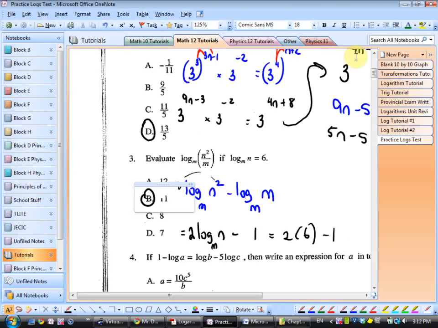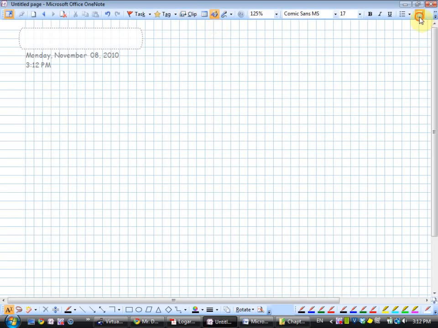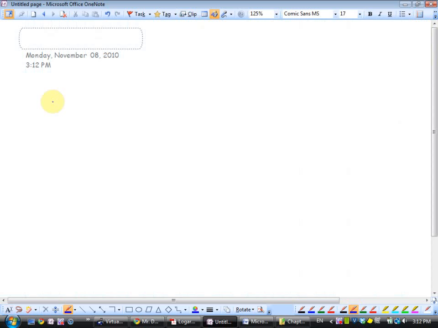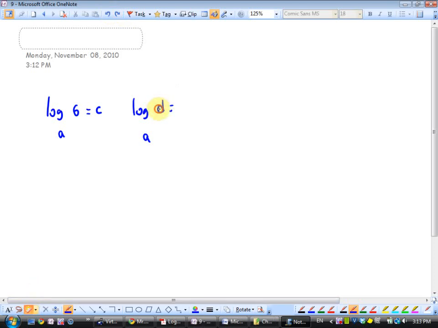Well, I'll try and make one up. I've seen stuff like this before. If the log base A of 6 equals C, and the log base A of 7 equals D, then the log base C of 42 over C squared.